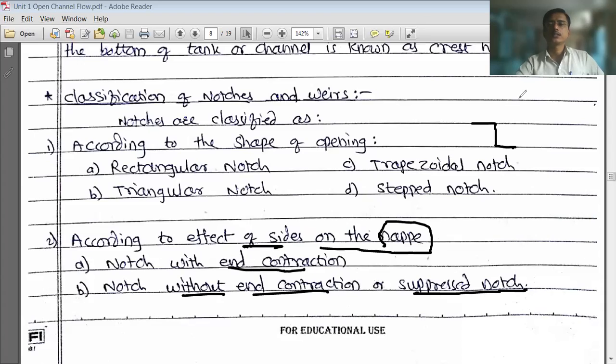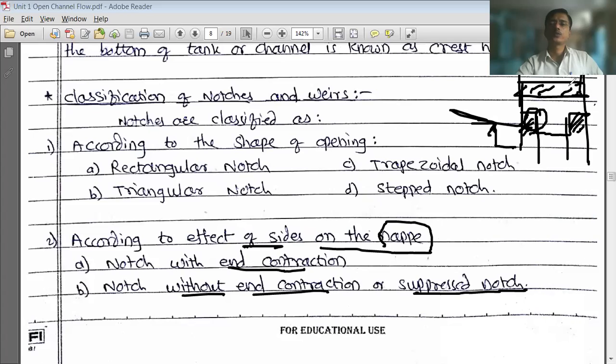Let us say if this is the channel of water, open channel, and at this place the notch is there. If the notch is of such a type, this is called the notch with the end contraction, and water falls from here inside. Such kind of notch is called the notch with the end contraction. And if there is no such portion and the water flows over it, then it is called the notch without end contraction or suppressed notch. So these are the two types of the notch.